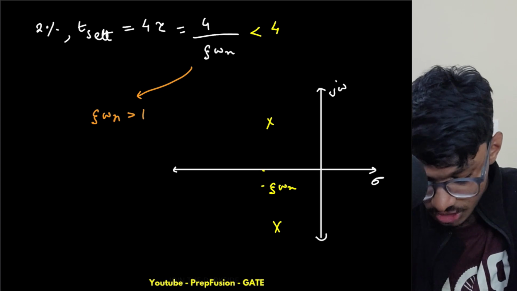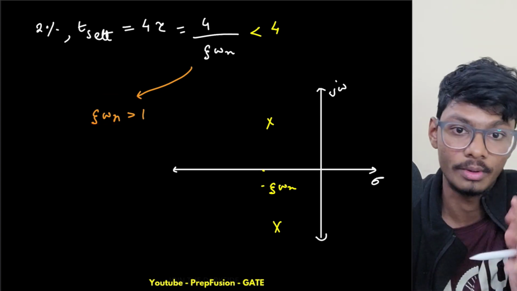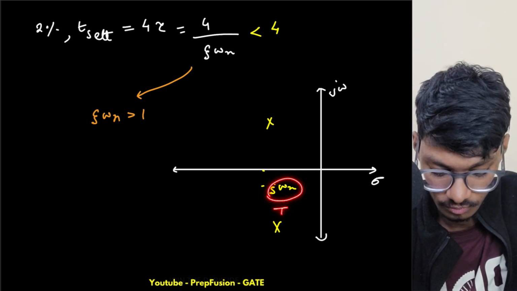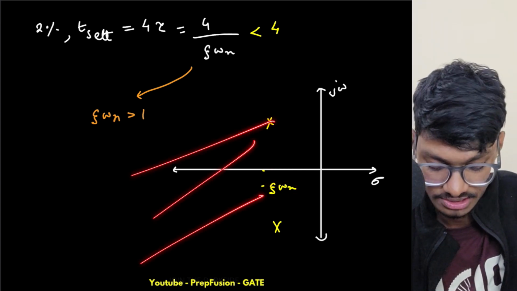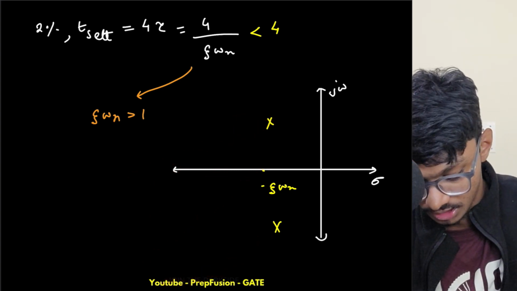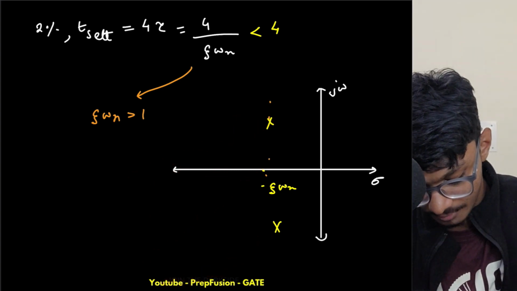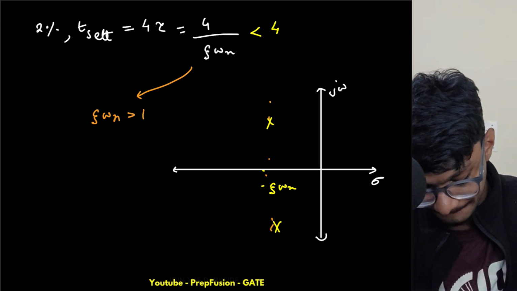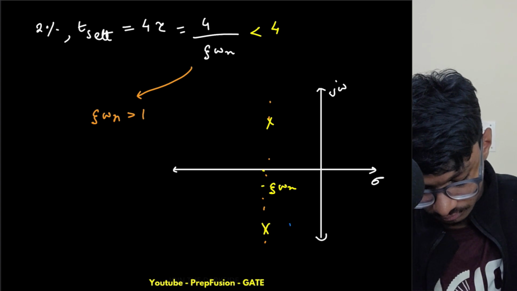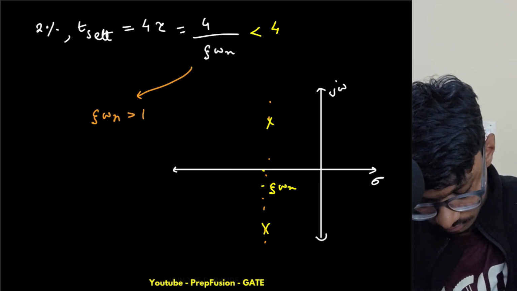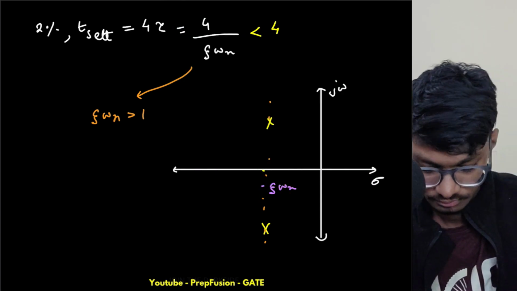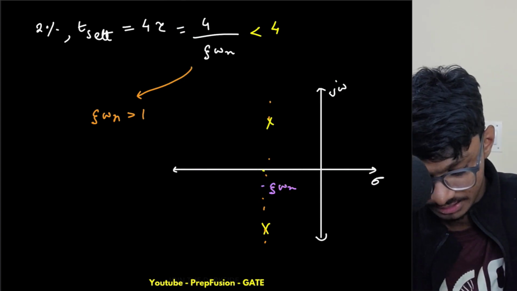Okay, so zeta omega n has to be greater than 1. If zeta omega n has to be greater than 1, that means, this value is 1, so the pole has to lie in this region. My poles, the complex conjugate poles, should lie in this region. So if I break this down, my pole will lie in this region.